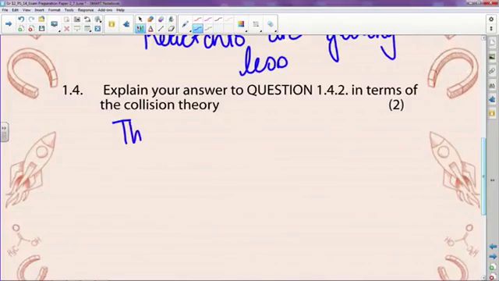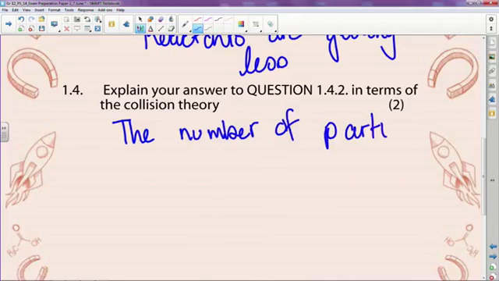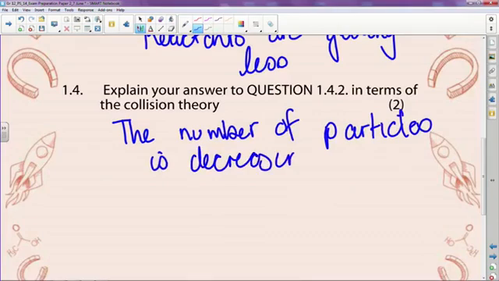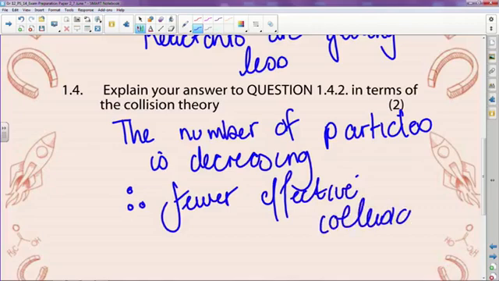So the number of particles, that's a better way, not the particles. It's always important to write exactly what you mean. So the number of particles, number, not numbers, number of particles is decreasing. That means, therefore, there are fewer effective collisions, and the rate decreases. So there are fewer effective collisions and the rate will decrease.